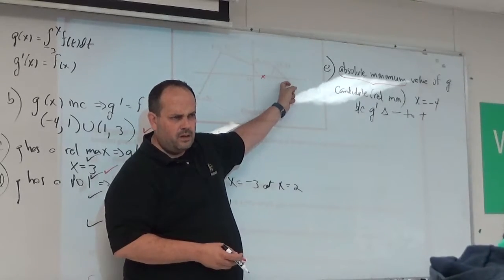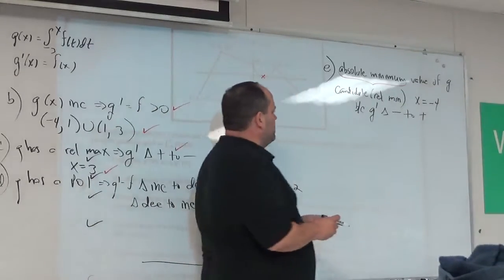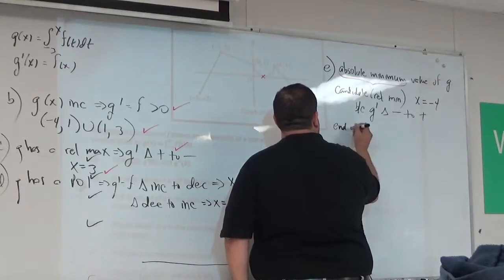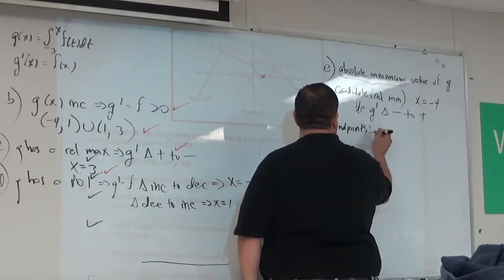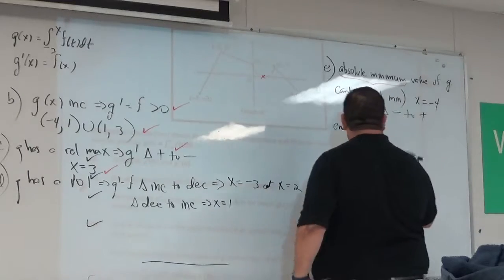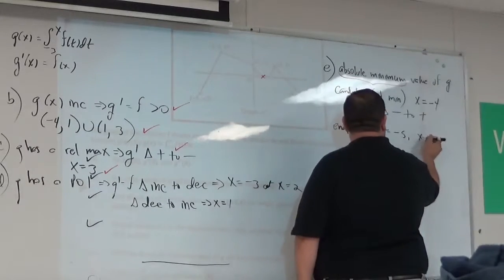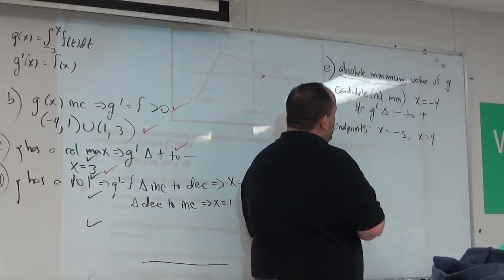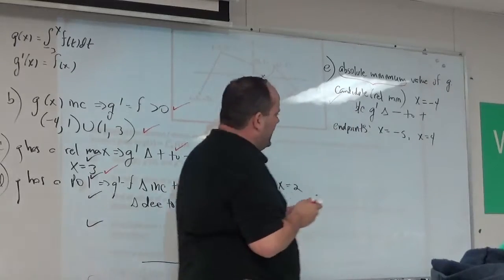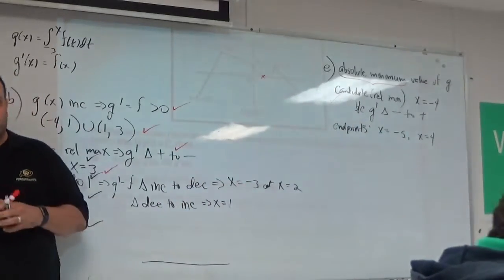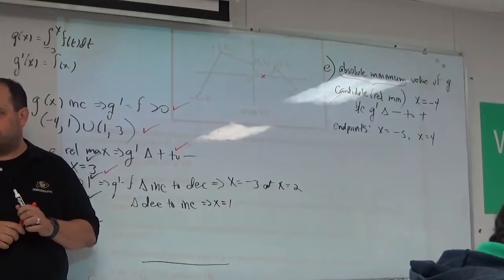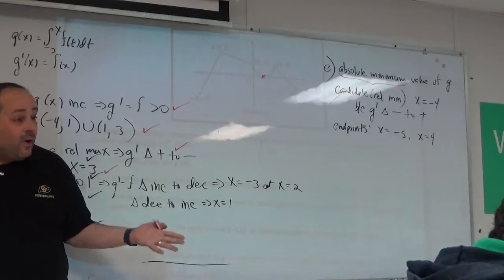Is everybody okay at this point? Yes, sir. Generally, I see you guys are good with the candidate. You also know that endpoints are important. The endpoints here are what? X equals -5 and x equals 4. Usually identifying the candidate and the endpoints, and here's where things start to get scary. Now what?